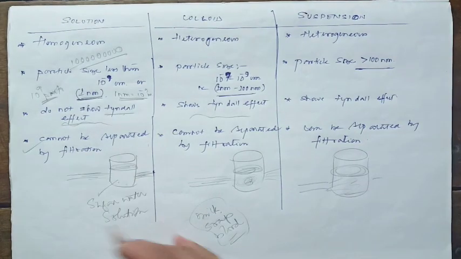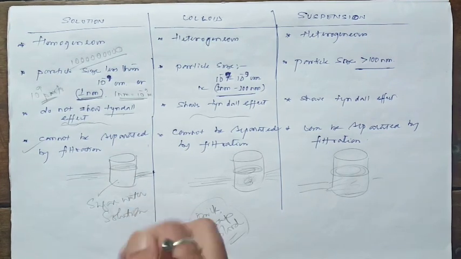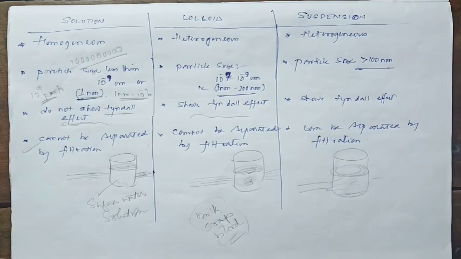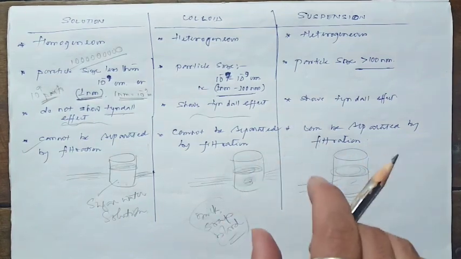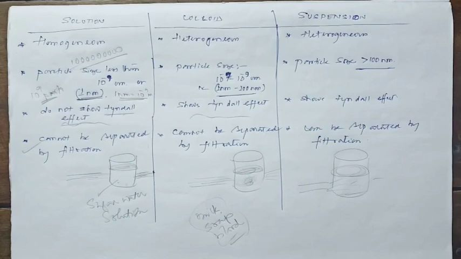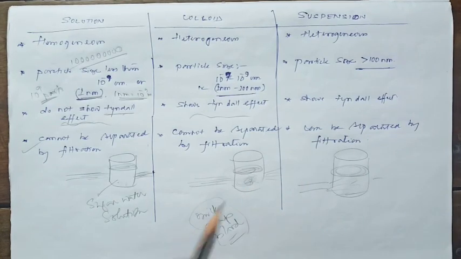One more point distinguishes these three. Solutions cannot be separated by the filtration process, because the particles are very, very small. If you pour a solution into filter paper, the particles will pass through the filter paper. If you pour a colloidal solution into filter paper, it will also pass through the filter paper. That means solution particles and colloidal particles cannot be separated by the filtration process.